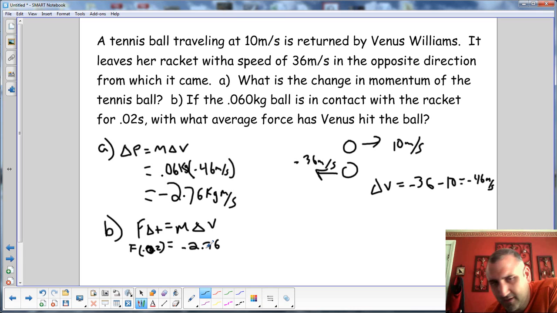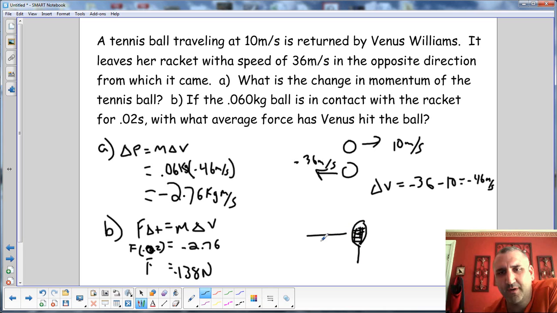And that really just means that if this is going to be my great drawing of a tennis racket, the tennis racket is applying a force of 138 newtons that way, which is why it's negative, because it's making the ball go that way.